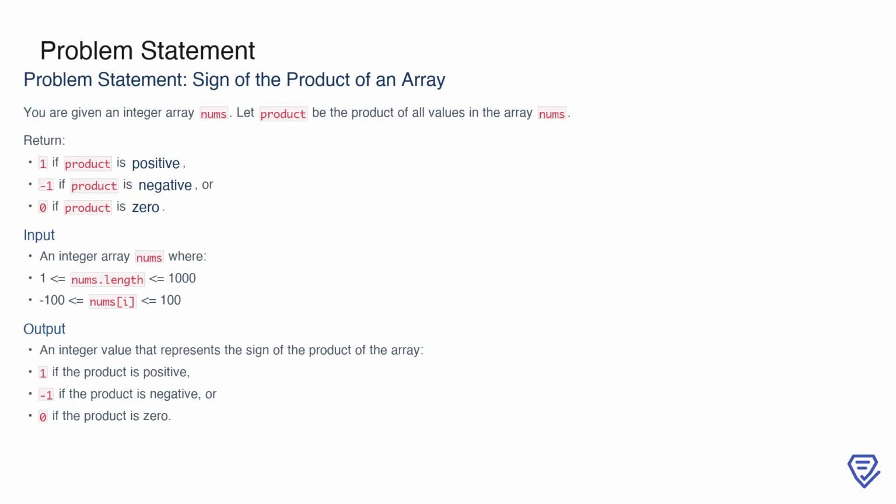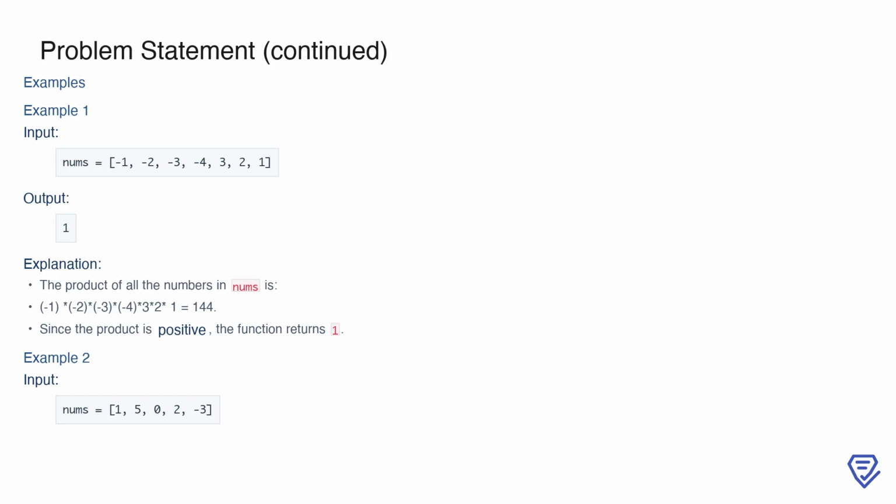The input constraints for nums ensure that the array will have at least one element and no more than 1,000 elements. Each element in the array will be an integer between -100 and 100, inclusive. Your output will always be a single integer representing the sign of the product. Let's look at an example to understand this better.